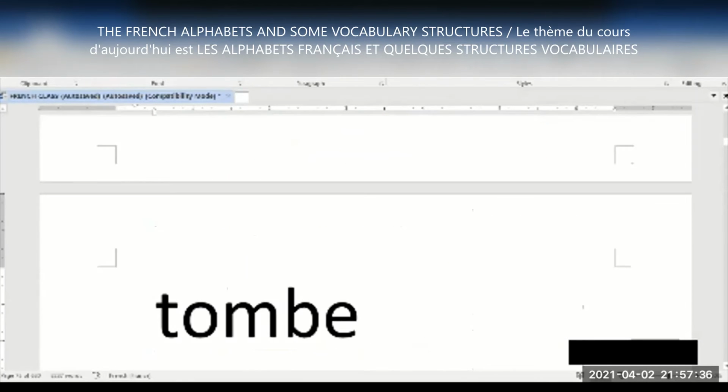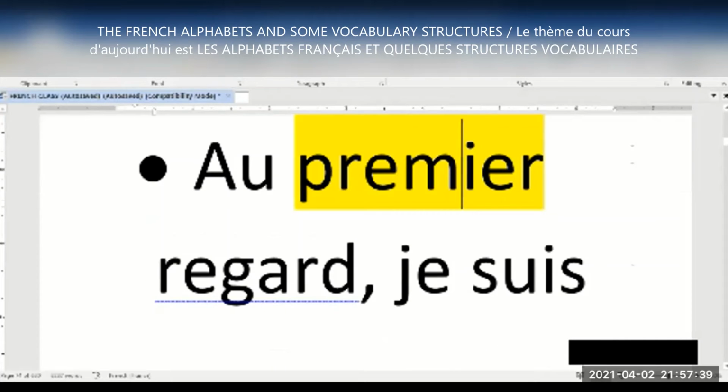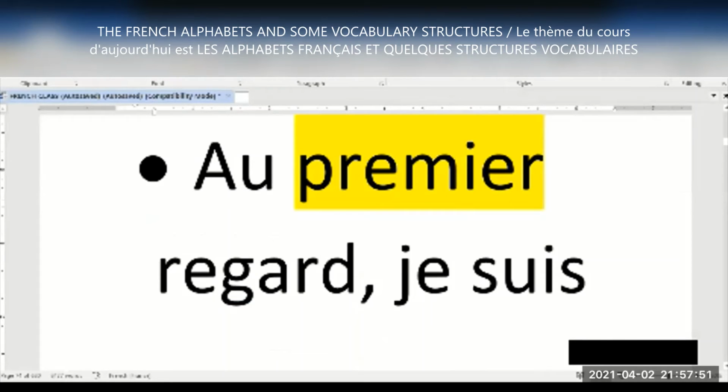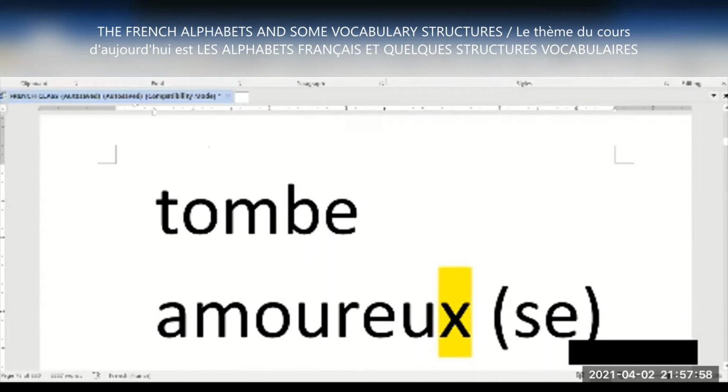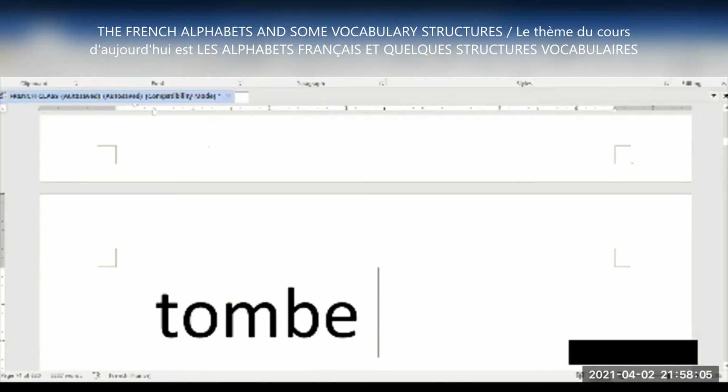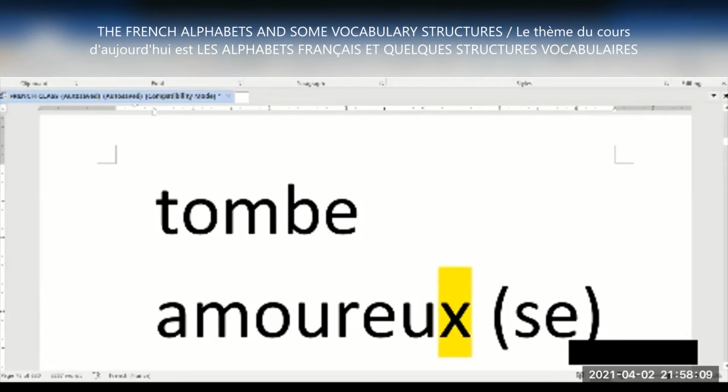Take a look at this. Au premier regard, je suis tombé amoureux. Au premier regard, at first sight. Regard is from that verb regarder. Au premier regard. Je suis tombé. Tombé is the verb to fall, but because it's a movement verb, the passé composé goes with je suis. It's not with j'ai. Je suis tombé amoureux. I fell in love. At first sight, I fell in love. Look at this amoureux. If it's with X, it's masculine. The speaker is masculine. If the X is removed, you replace it with SE.